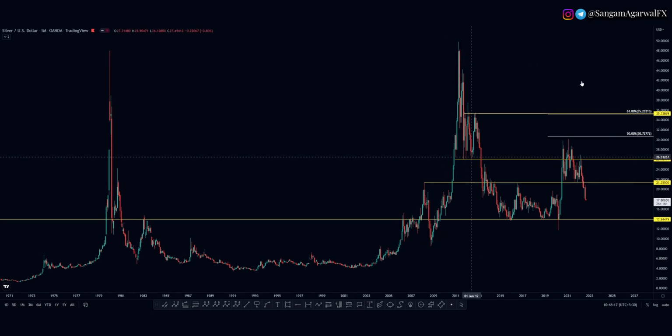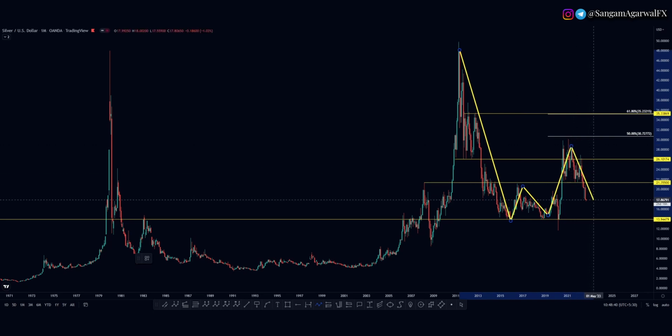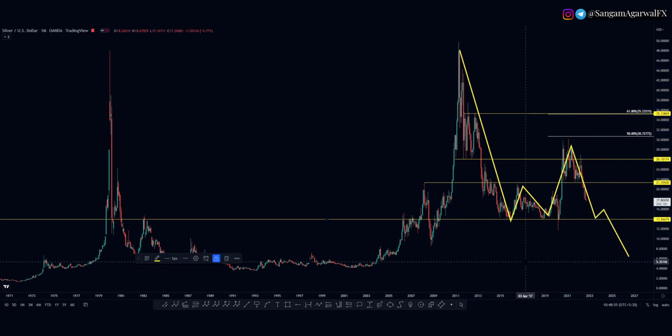It made this all-time high, came down, and it has made almost 50% retracement during the coronavirus bullish trend. So if this downtrend is still active, then it can make a new lower low. And our first support is this $13 price level.